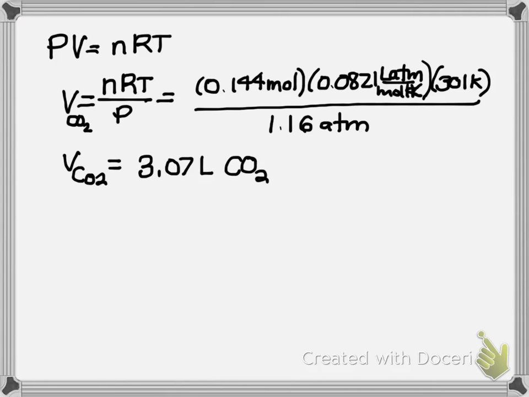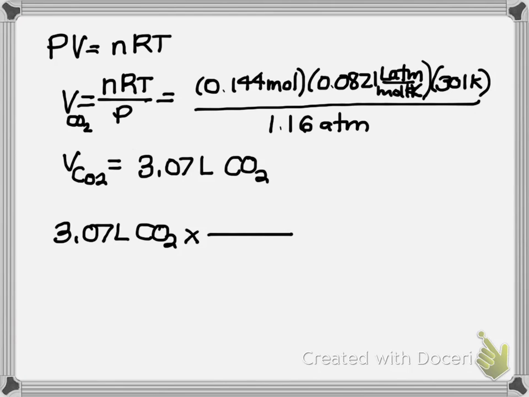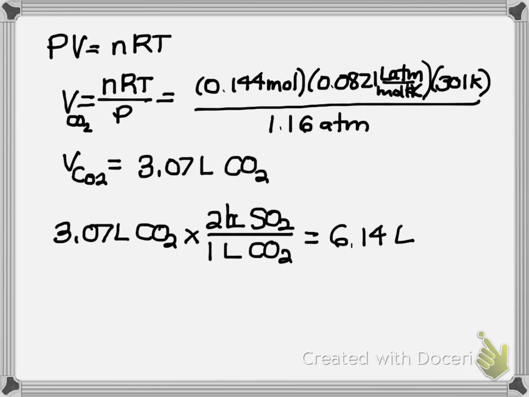Now, I could also calculate the volume of the SO2 in a similar way. But I also know that I can use the ratio from the balanced chemical equation. And so if we look back at the equation, I see that it is a 1 to 2 ratio. So I can say it takes 2 liters of SO2 for 1 liter of CO2. So then this equals 6.14 liters. I used Avogadro's law here.